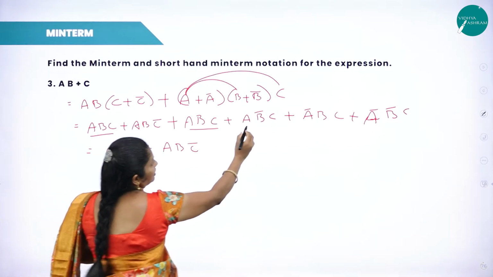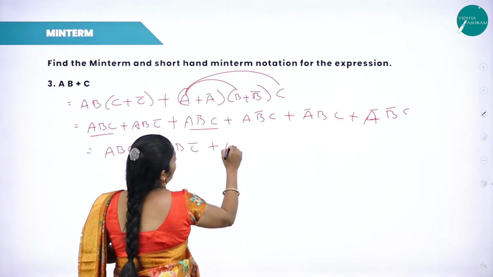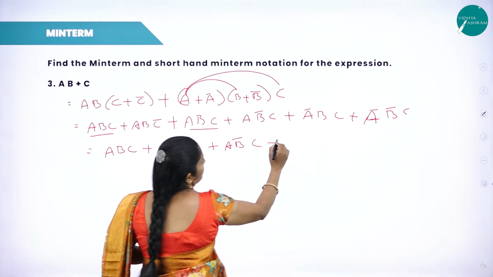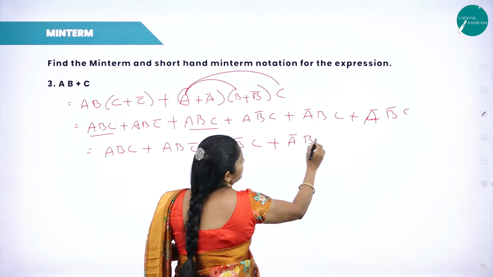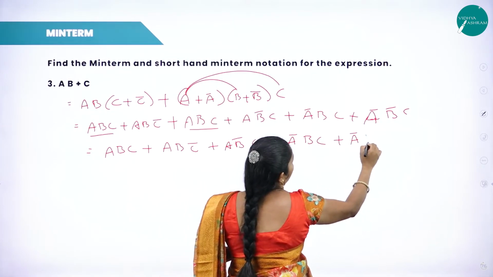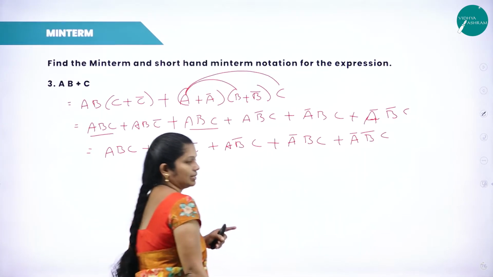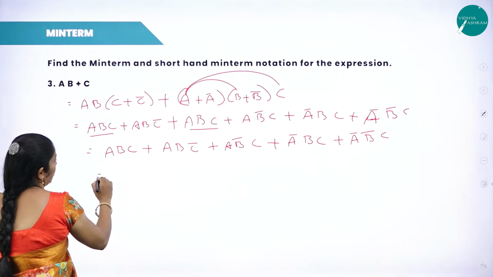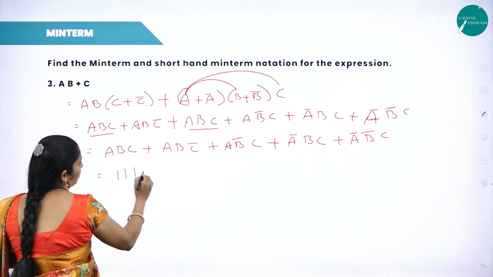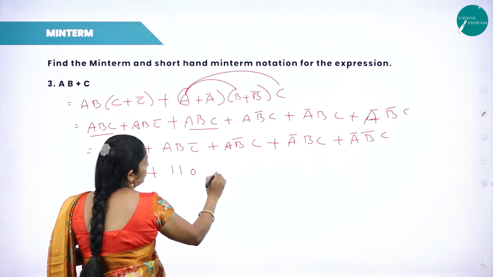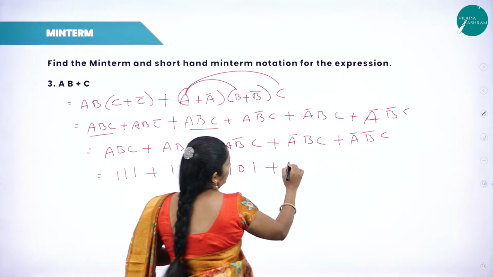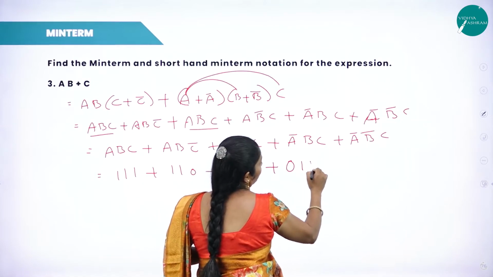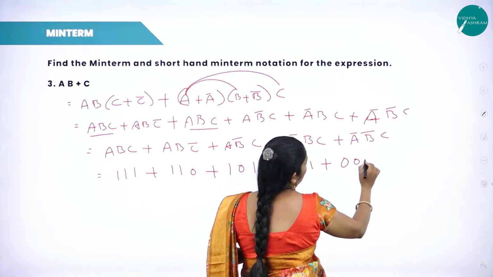This already we have written. Only for B bar, A, B bar, C plus. Only for A bar? No. Then A bar, B, C. Last one, A bar, B bar, C. This is the min term notation. Now, shorthand notation: 1, 1, 1 plus 1, 1, 0 plus 1, 0, 1 plus where there is a bar we have 0, so 0, 1, 1 plus 0, 0, 1.